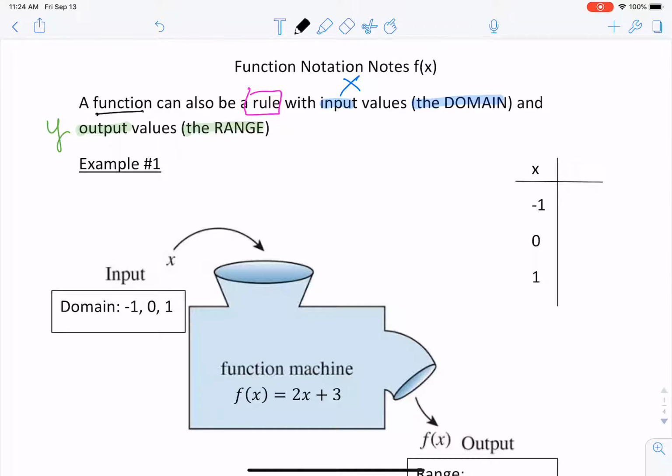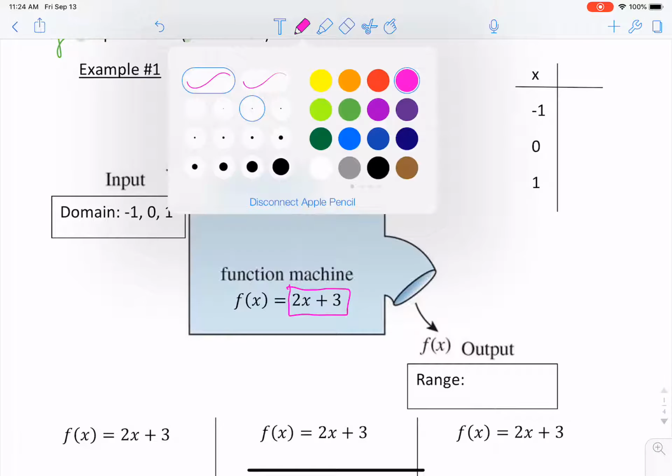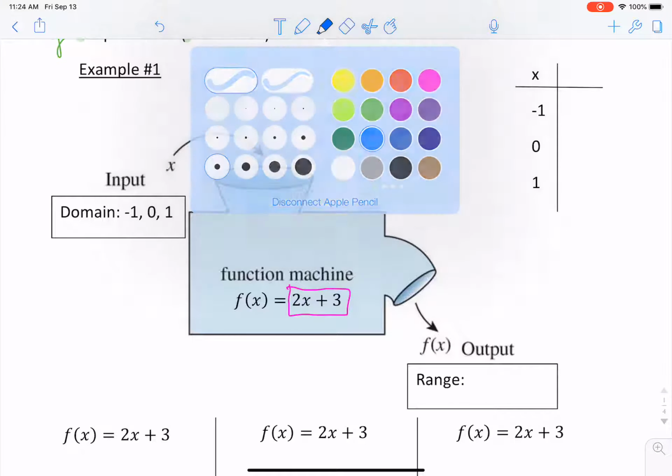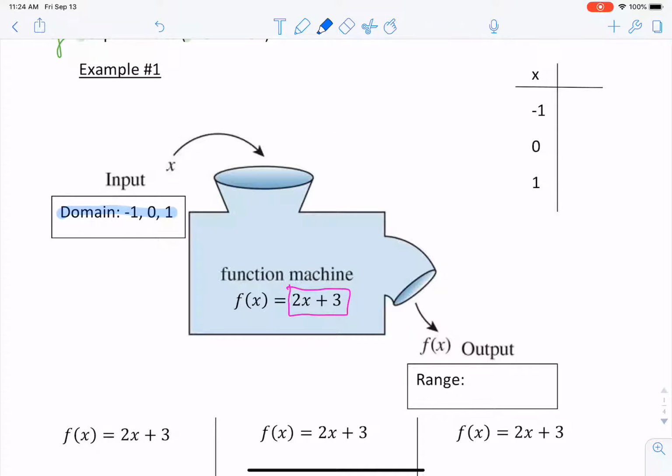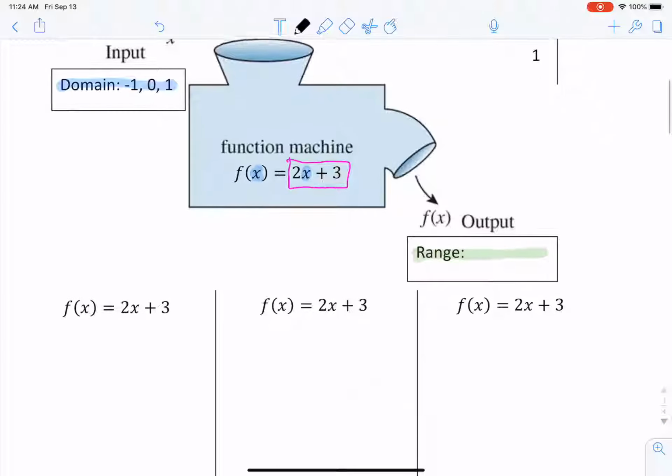So our first example, we have a visual representation where our function is the machine in the middle with our rule being 2x plus 3. We are going to plug in our domain, our x values, into our rule for x right here to find the output value, or the range. So here is our first example.